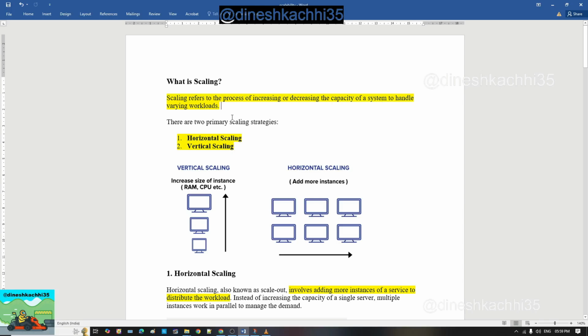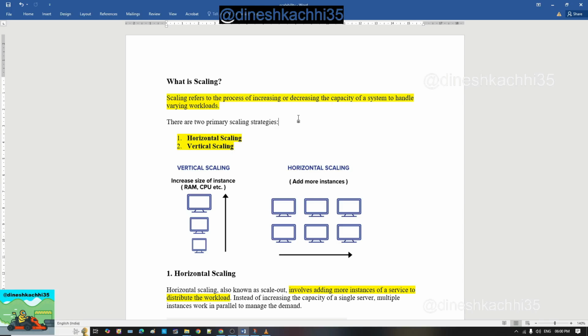So, what is scaling? You can see the simple definition. Scaling is to increase or decrease the capacity of a system or server to handle the varying workload. For example, we have some microservices or services which are deployed on a server, and the server has some configuration, for example 8 GB RAM or something. There is some hardware configuration, right?